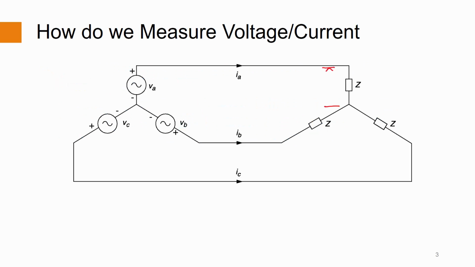To be able to calculate the power, energy, etc. for an electrical system, we need to be able to measure the basic two parameters that are voltage and current. How do we achieve that in a three-phase balanced system?